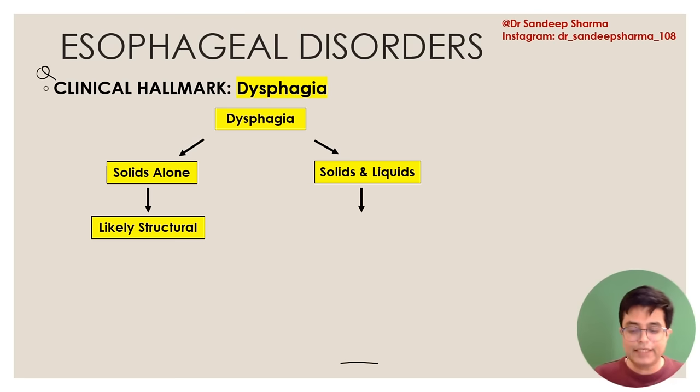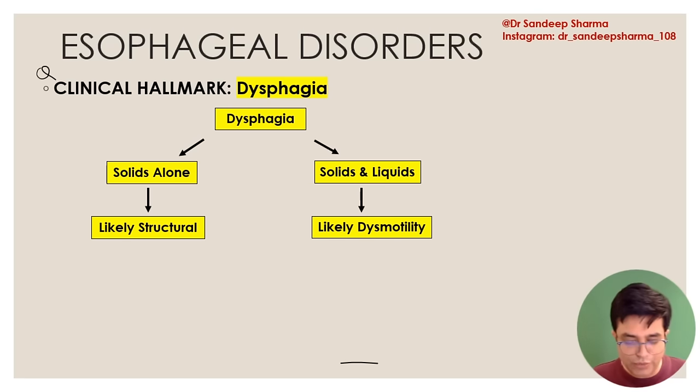On the other hand, in case there is dysphagia to solids as well as liquids, it is likely to be a dysmotility disorder, for example achalasia cardia. So in case it is a structural disorder, what are the possibilities you will consider? In case it is dysphagia to solids and it is a likely structural cause, you will see what kind of dysphagia is mentioned in the question.